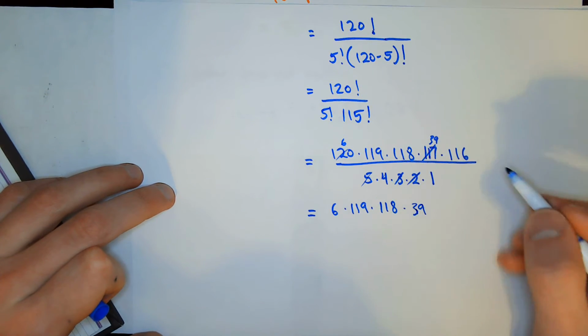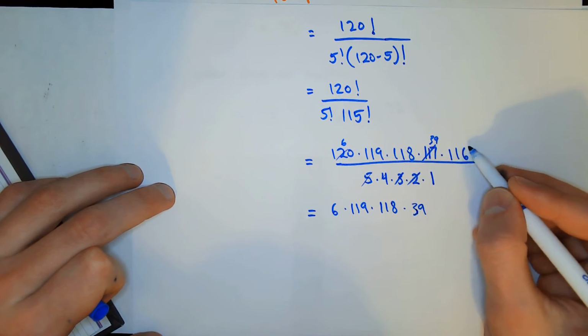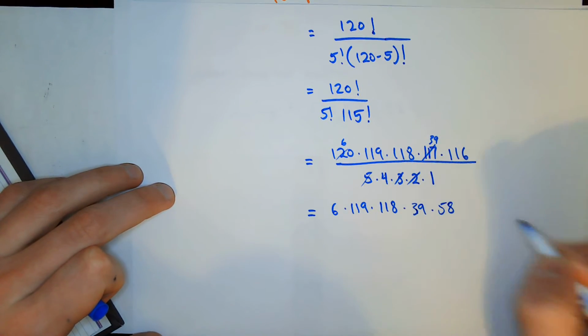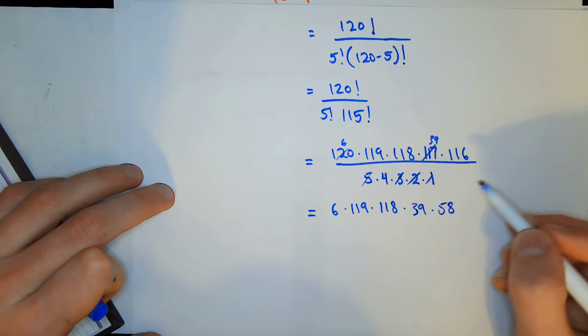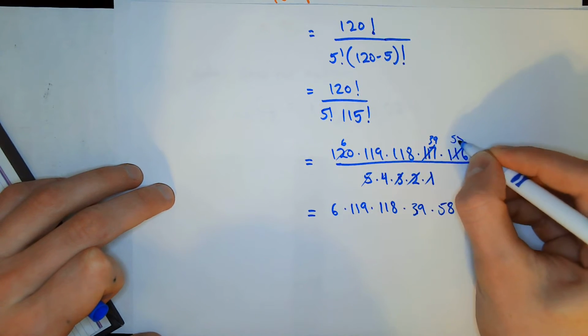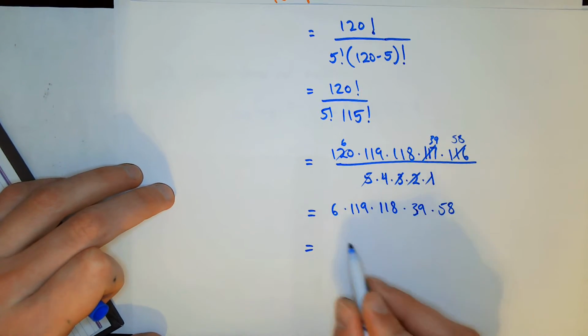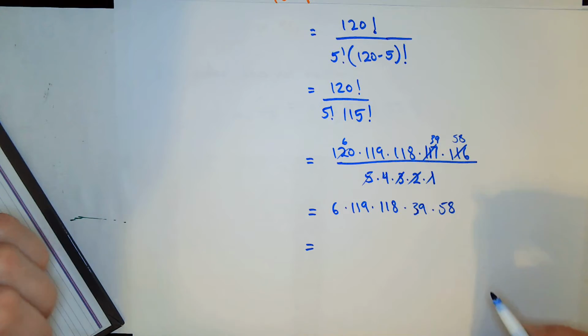And then I know 2 can go into 116 58 times. And then there we go. That gets rid of all my fractions. So now I can just calculate what this is in the calculator.